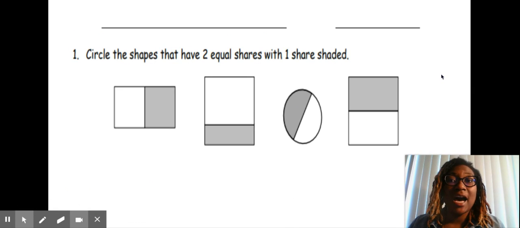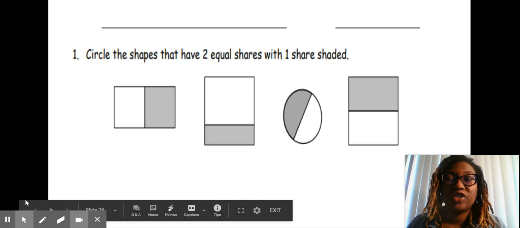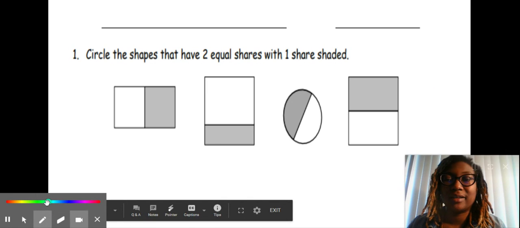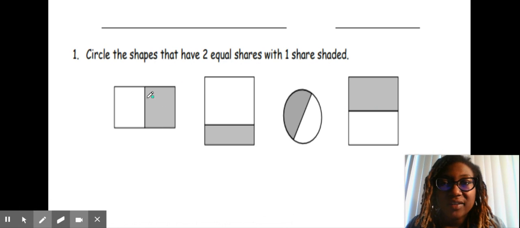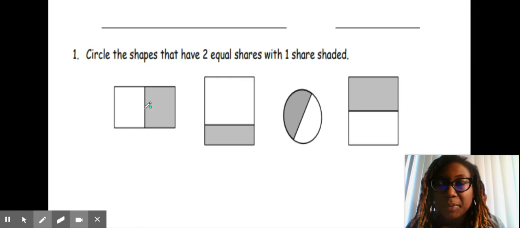Okay, so now we are going to circle the shapes that have 2 equal shares. So if I had 2 people who needed a piece, they would each get the same exact amount. And then would they have one of the shares shaded? We're doing some practice now. So I'm looking at each of these. So this one looks like it is split with 2 equal shares. One is shaded.